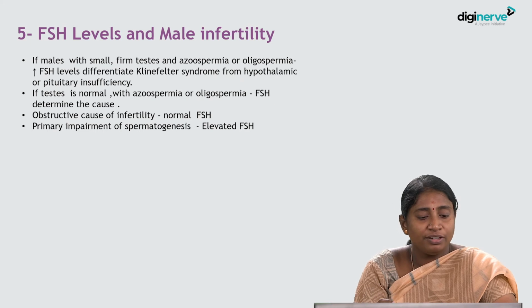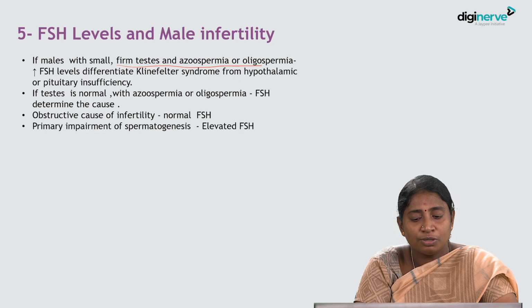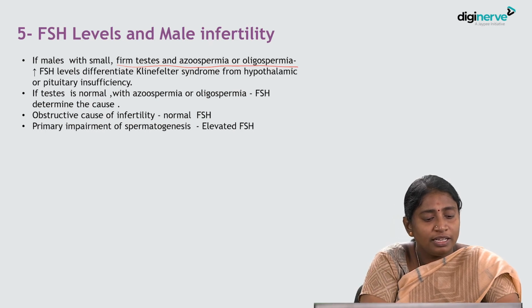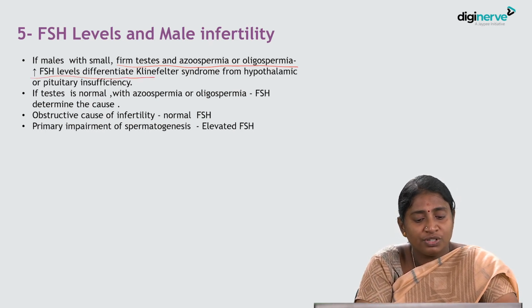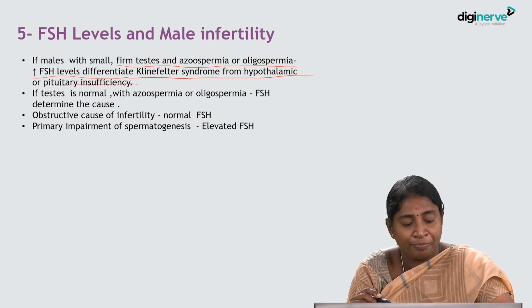FSH levels and male infertility. In a male with a small firm testis, azoospermia or oligospermia, there is an increased FSH level. This differentiates Klinefelter syndrome from hypothalamic or pituitary insufficiency.